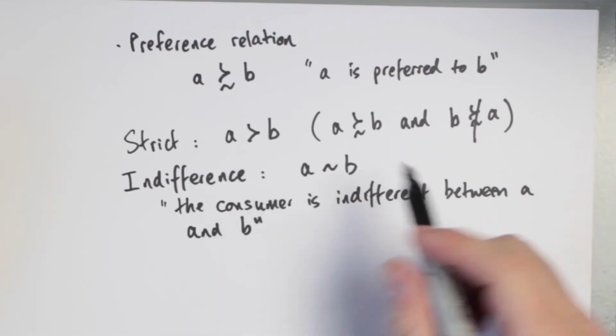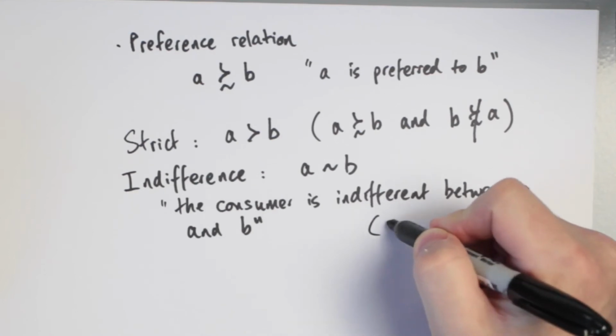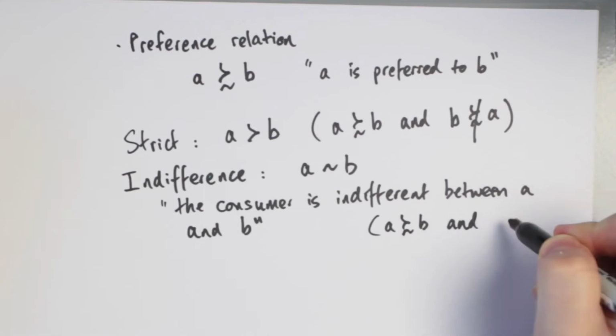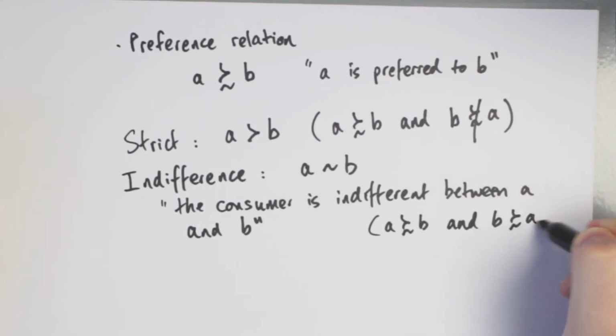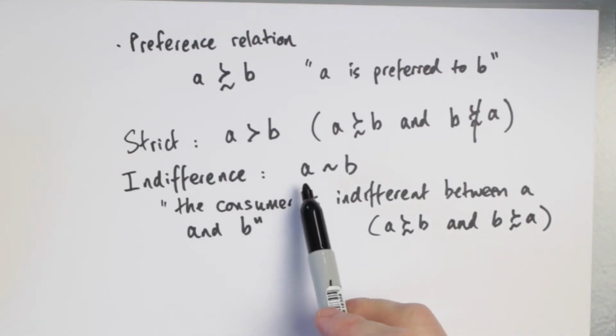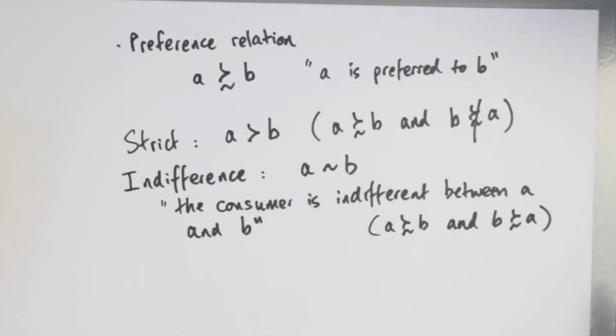Now, technically, this essentially means that the consumer prefers, in the weak sense, A to B, and also B is weakly preferred to A. So if both of these are true, in a sense, he likes them exactly the same amount. And that's the key interpretation here. If the consumer is indifferent between two bundles, it does not mean he doesn't know what he likes. It means he knows what he likes them exactly the same. So that's the notion of indifference.